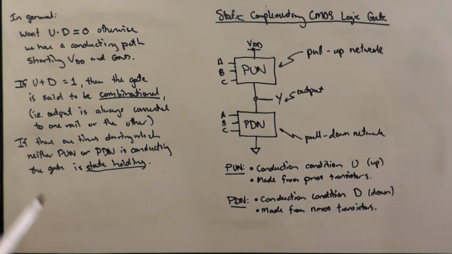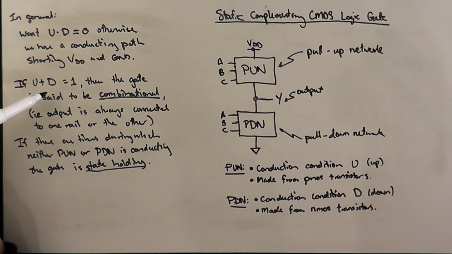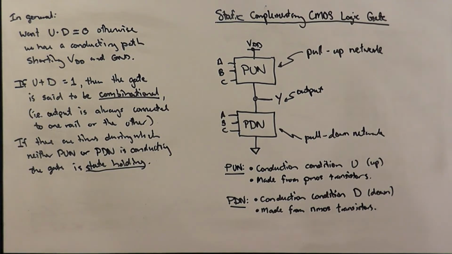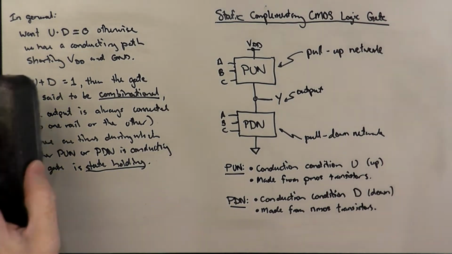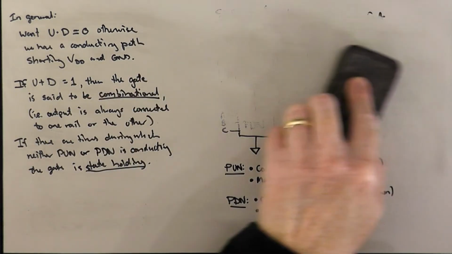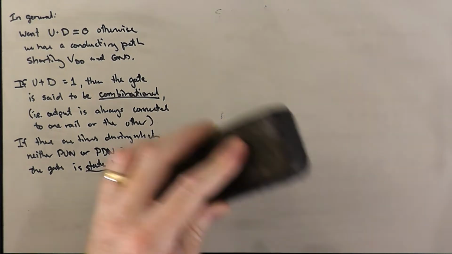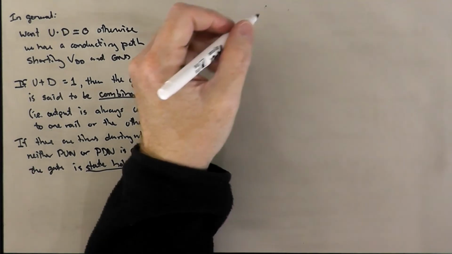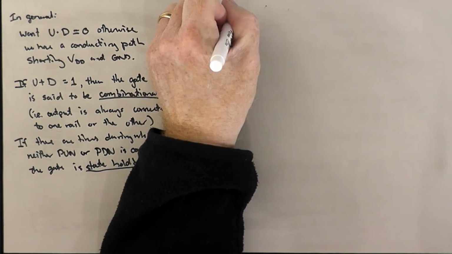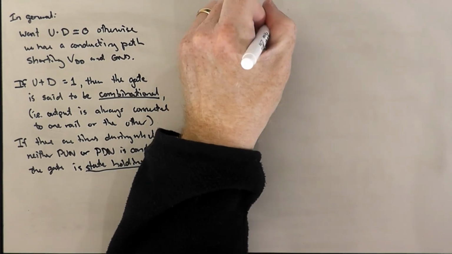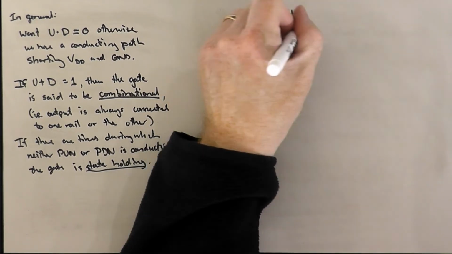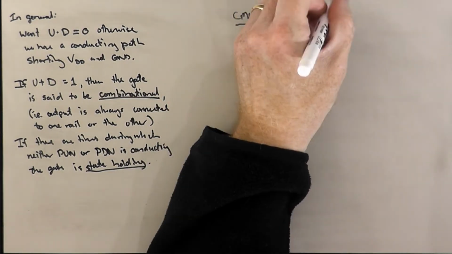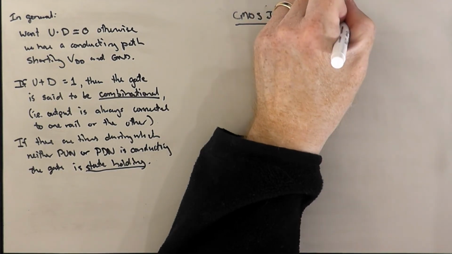Okay, so we'll see some examples of state holding gates eventually, but we're going to talk about combinational gates primarily today. Okay, so the simplest of all logic gates, so this is going to be the CMOS inverter. Simplest of all logic gates. Basically, it implements the logic function, let's see, Y equals not A.